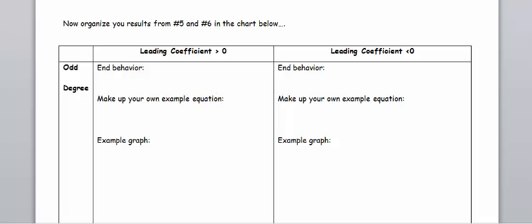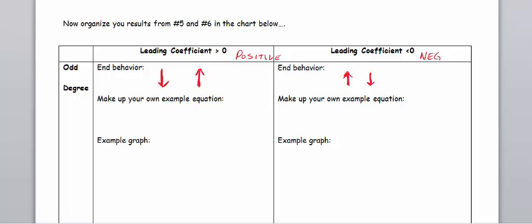If it's odd, it's going to start down, and it's going to end up. If it's odd and the leading coefficient is a negative, and I'm going to write a negative up here, I'm going to write a positive up here, then it's going to be the reverse of that. It's going to start up and it's going to end down.